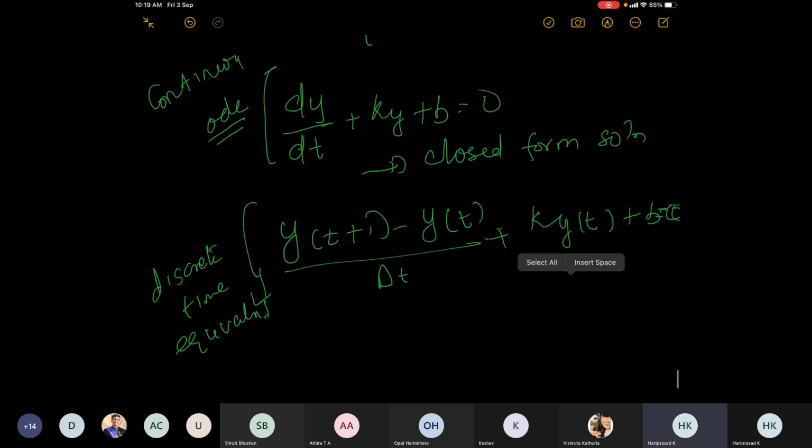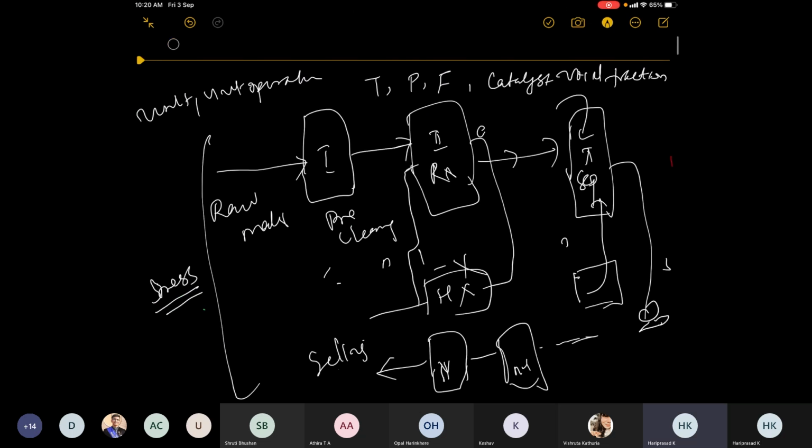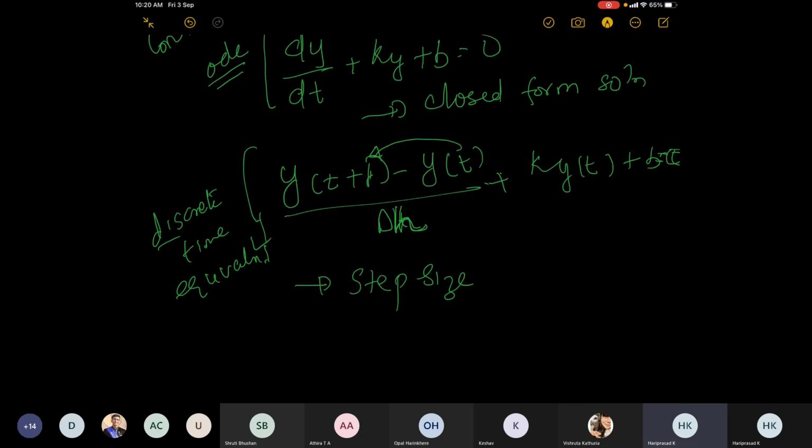So what are we missing here? This is discrete in the sense of anything between t and t plus 1. It need not be t plus 1. Generally it is based on what is known as the step size, which we write as delta h or whatsoever. So this would generally be t plus h, and the way it goes on.